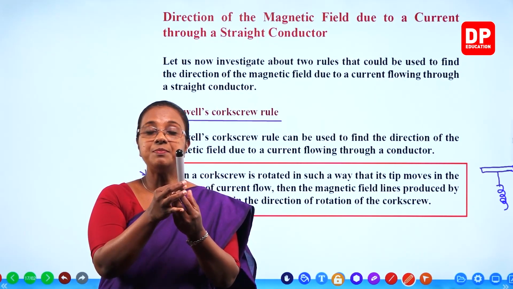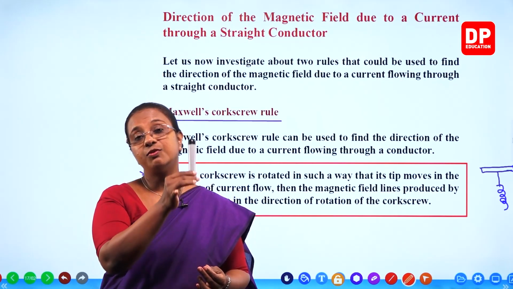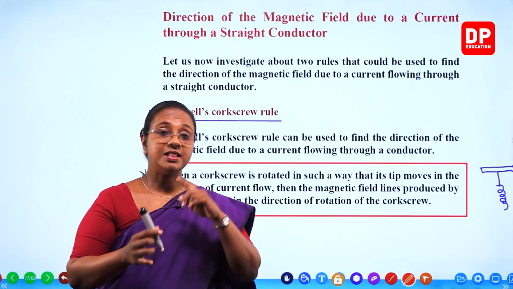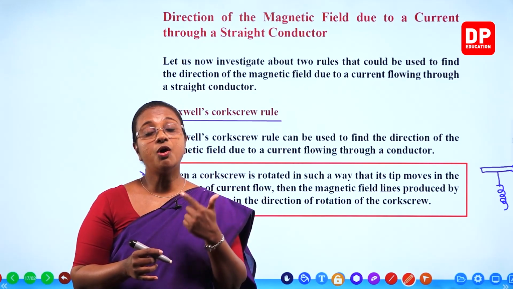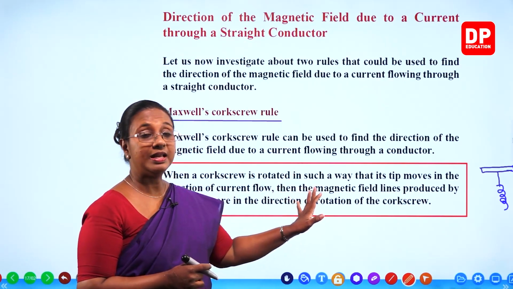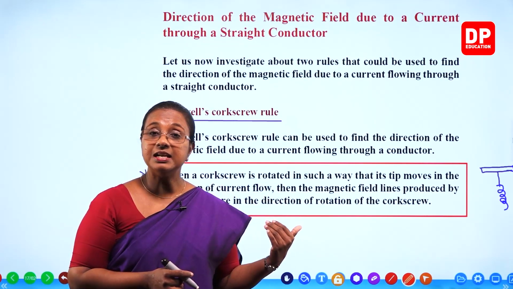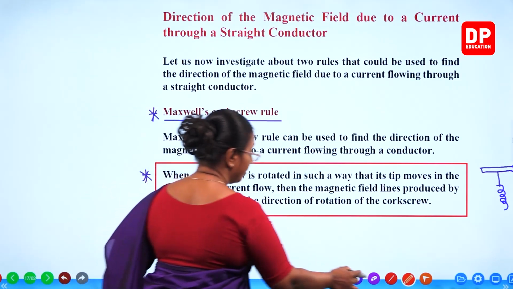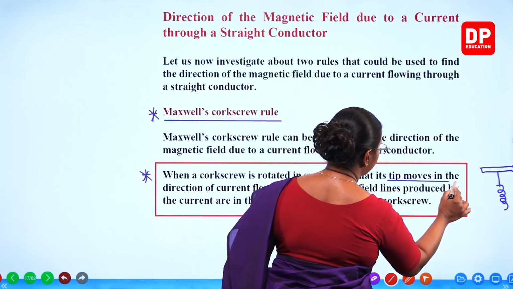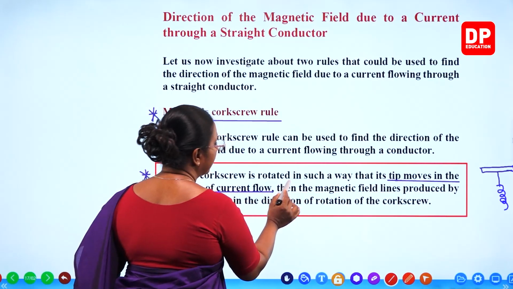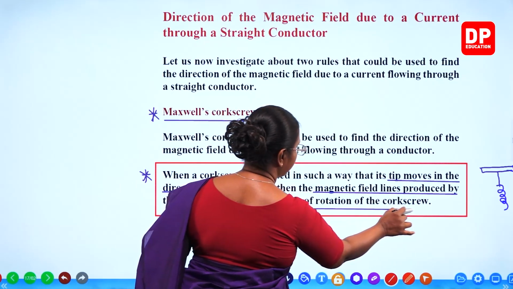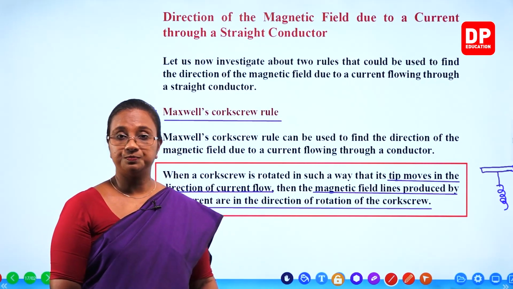When we are moving it up, the direction of the current flow is upwards and the rotation is going to be in the opposite direction, whether it's a clockwise rotation or anti-clockwise rotation. So, that is how we find the relationship between the direction of the current and the direction of the magnetic field. You have to remember, students, when a corkscrew is rotated in such a way that its tip moves in the direction of the current flow, then the magnetic field lines produced by the current are in the direction of the rotation of the corkscrew.